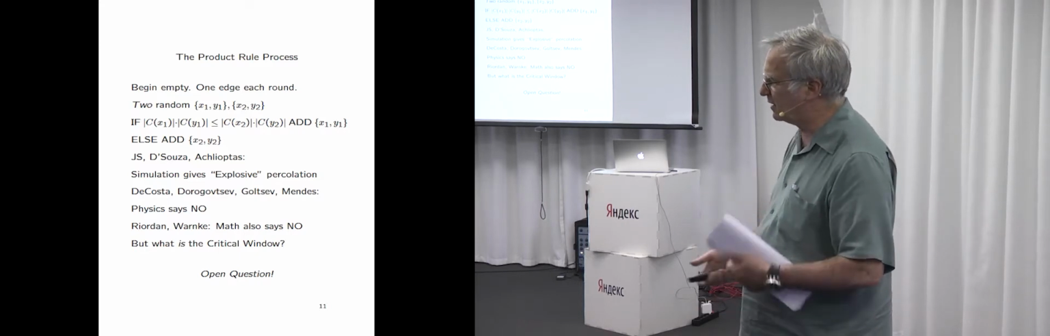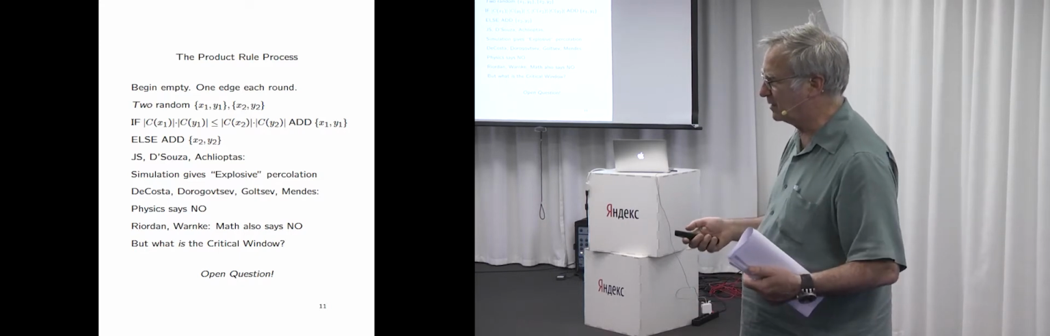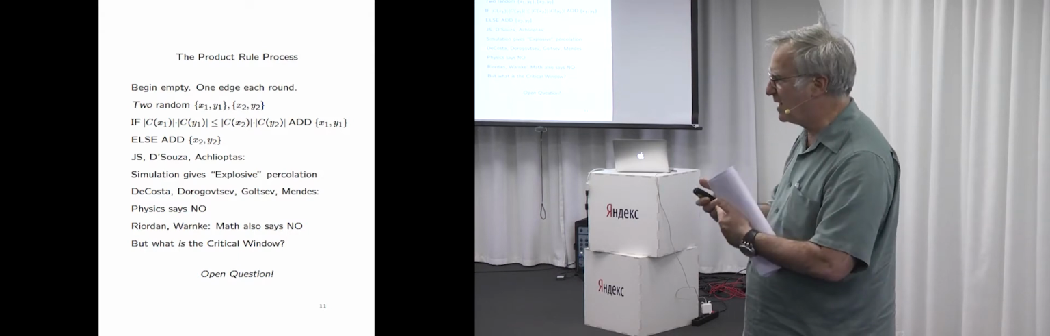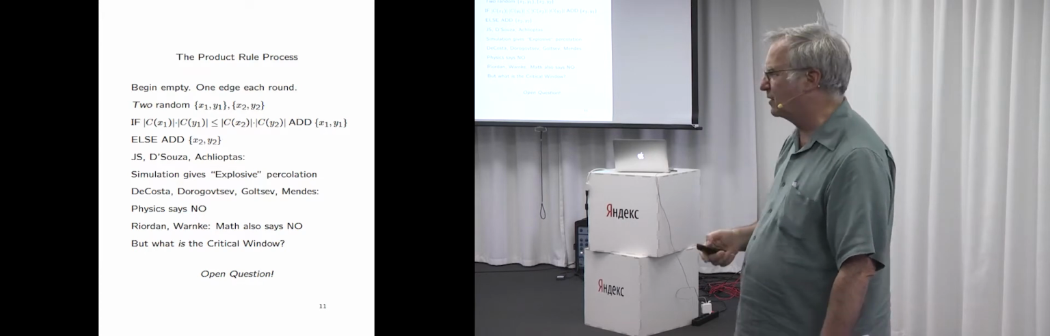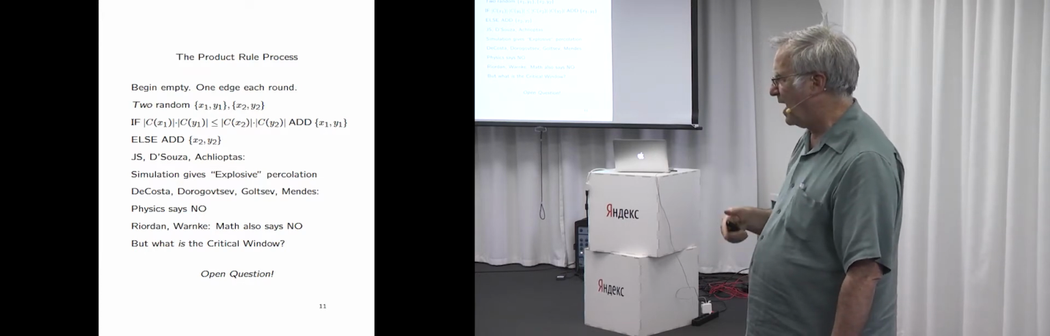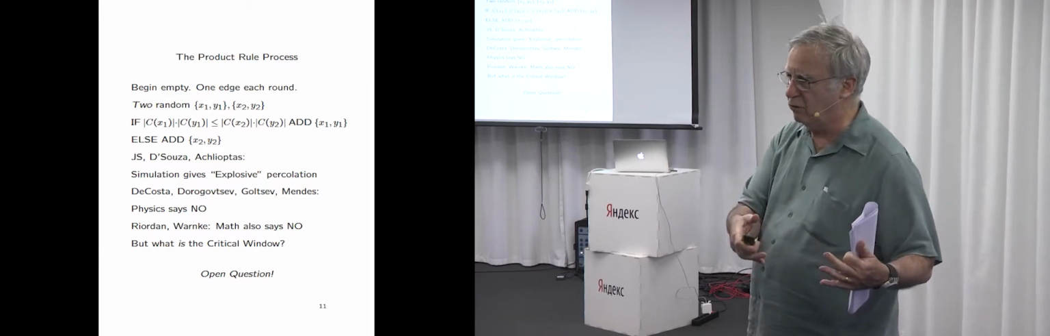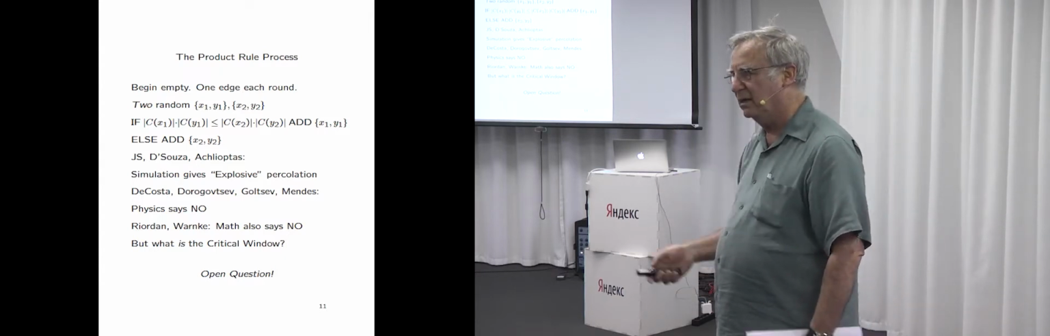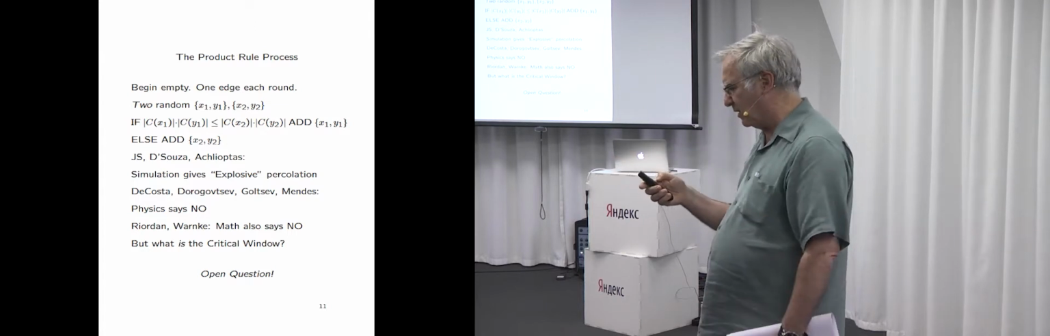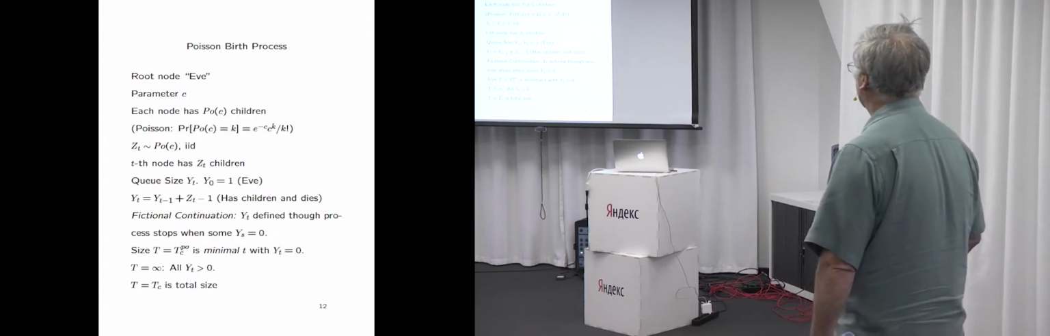So I want to say that there are all these different processes where you get to criticality and you want to understand, what does the critical window look like? How do you go from no large component to the giant component? What is the way to look at that critical window?